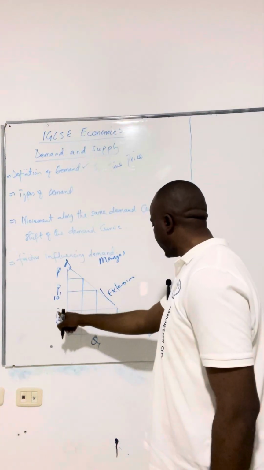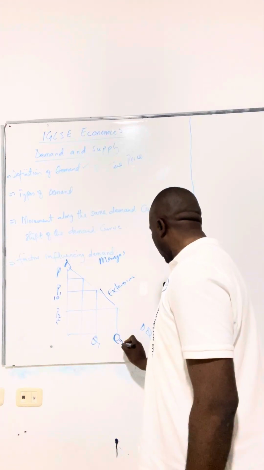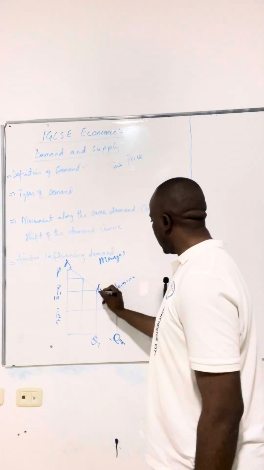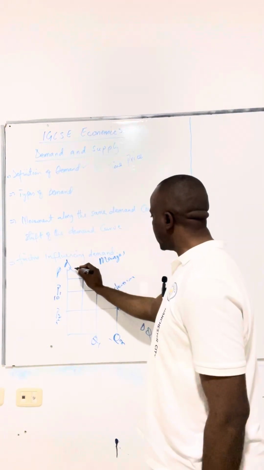Quantity demanded increases from Q1 to Q2. It is called extension. So this is point A, point B, and point C.